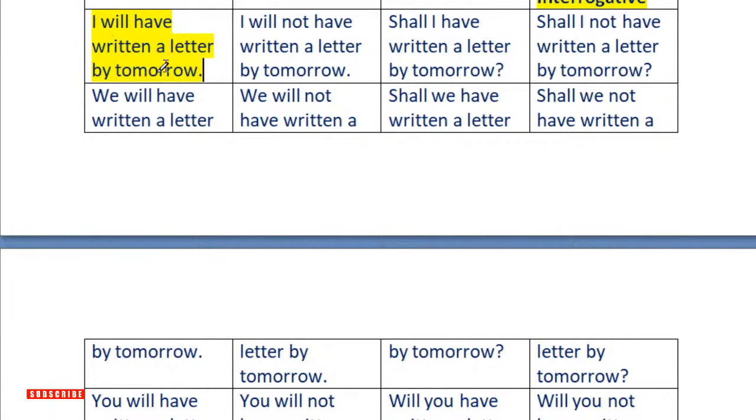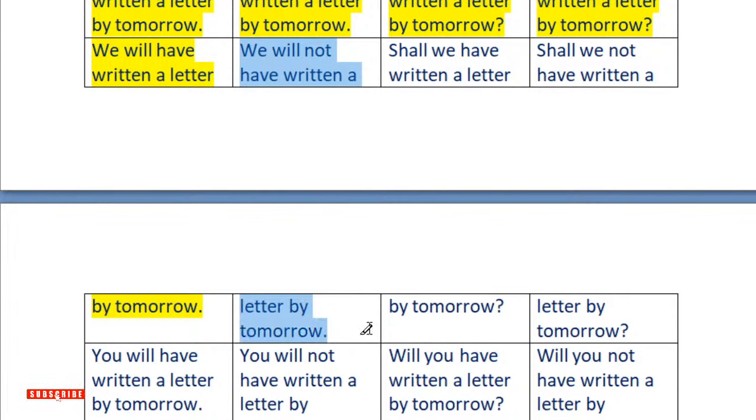Then you see, we will have written a letter by tomorrow. We will not have written a letter by tomorrow. Negative sentence. Shall we not have written a letter by tomorrow? This is an interrogative sentence, that is, it is a question. Then, shall we not have written a letter by tomorrow? This is negative interrogative, negative and interrogative both.